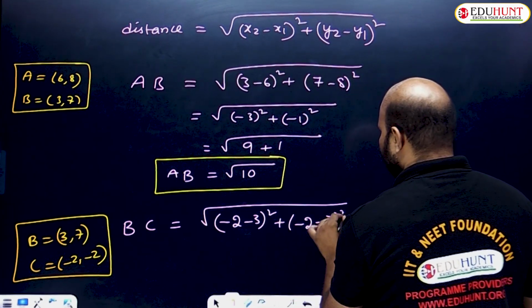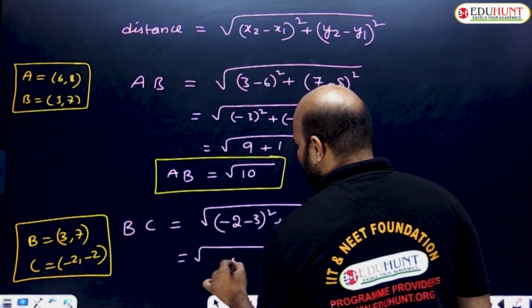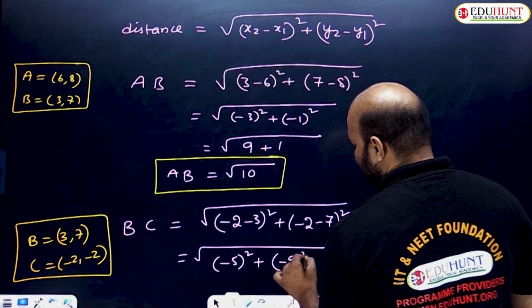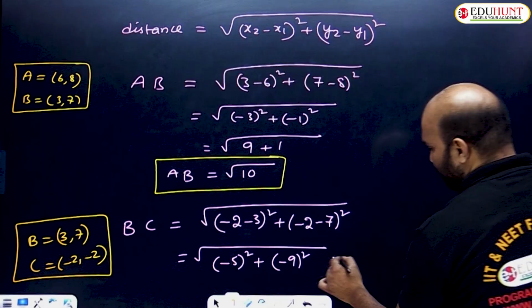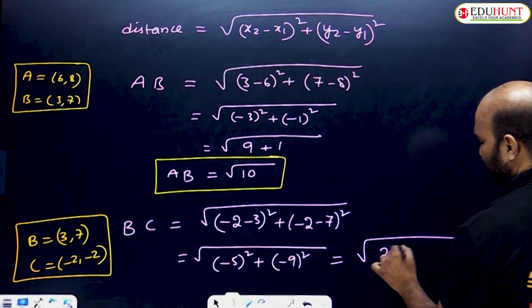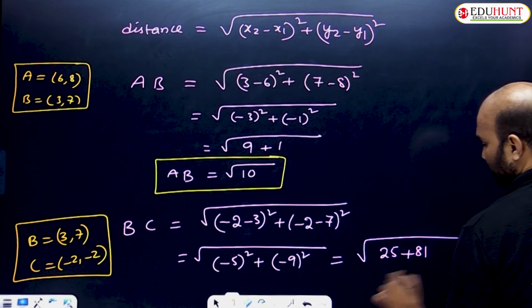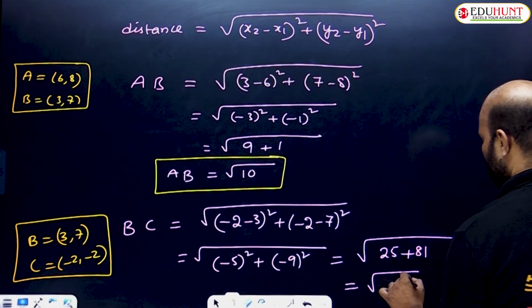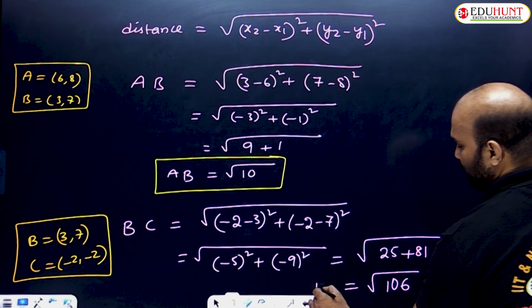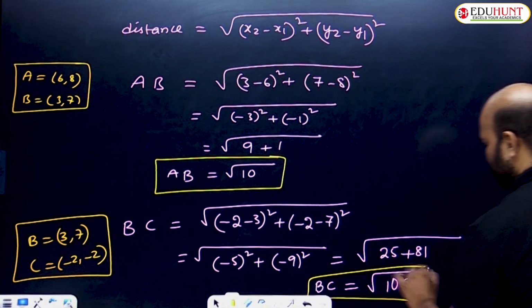So square root of, it can be written, (minus 5) whole square plus (minus 9) whole square. Minus 5 whole square gives positive 25, plus minus 9 whole square gives positive 81. So what is the total? 106. So root 106 is the BC distance. Am I clear? So the distance between BC equals root 106.